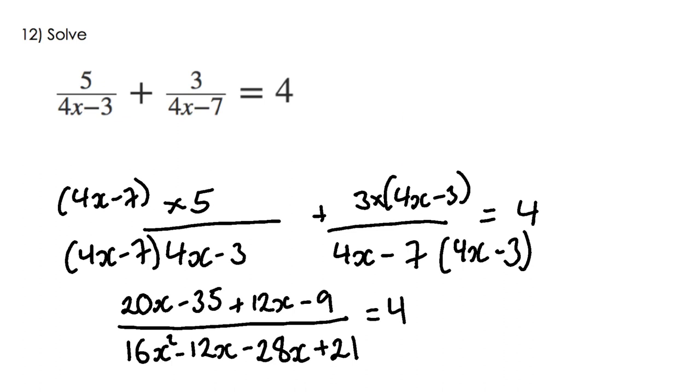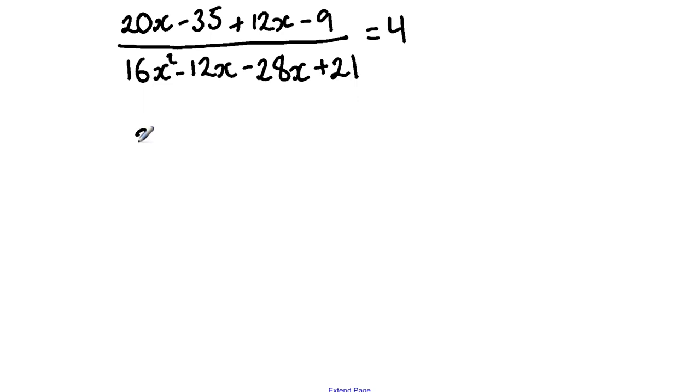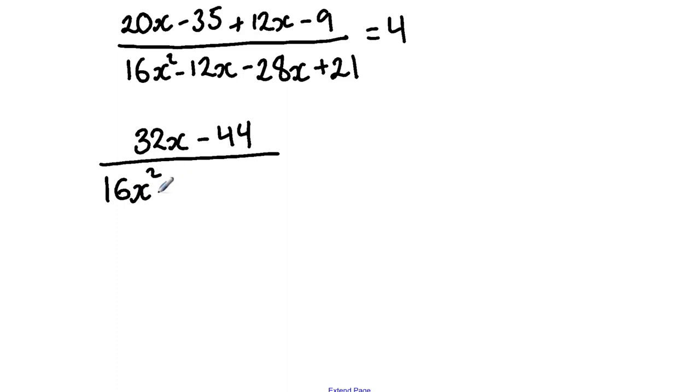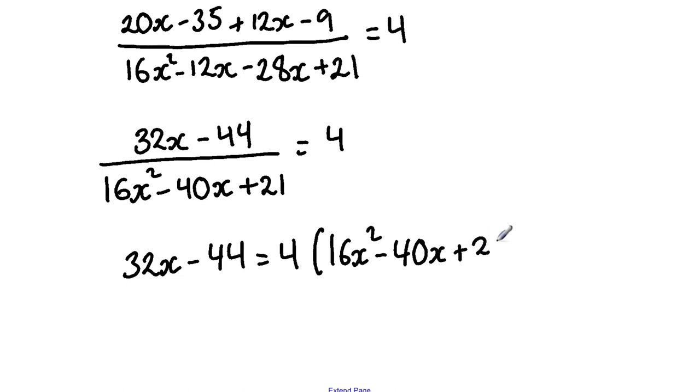Again, I'm going to simplify this equation by collecting like for like terms. So we should have 32x minus 44 over 16x squared minus 40x plus 21 equals 4. I'm then going to multiply both sides by 16x squared minus 40x plus 21. So we should have 32x minus 44 equals 4, open brackets, 16x squared minus 40x plus 21, close brackets.